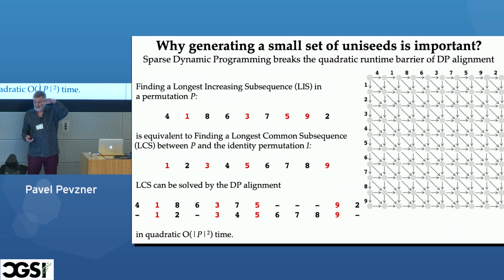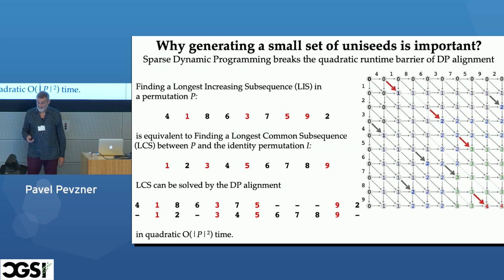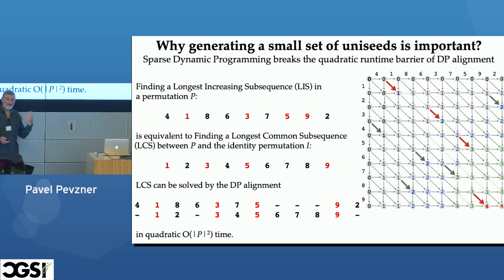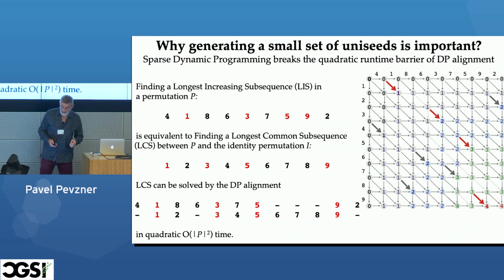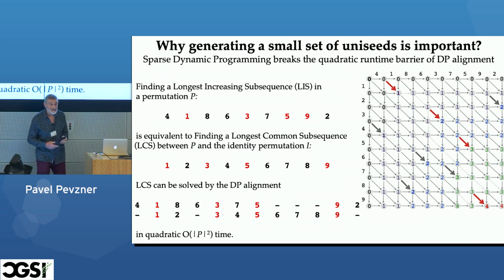It can be solved by dynamic programming alignment, by just filling this dynamic programming table. On the x-axis, we have permutation P. On the y-axis, we have the identity permutation. And these are matching symbols between the 2 permutations. And it's solved in quadratic time in the length of the permutation. But there is something special about this dynamic programming table. The number of matching elements is small, much smaller than P squared. It's only P.